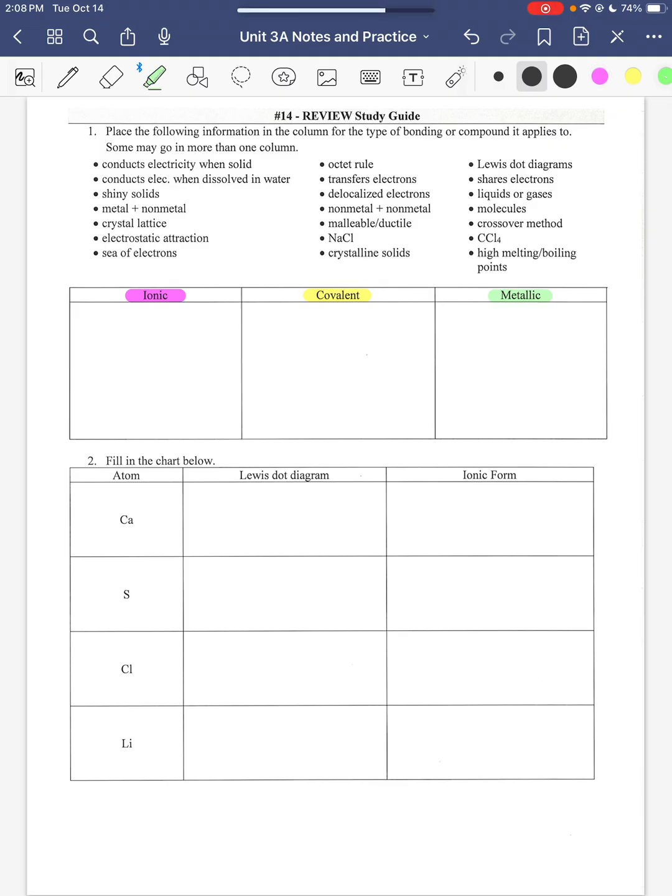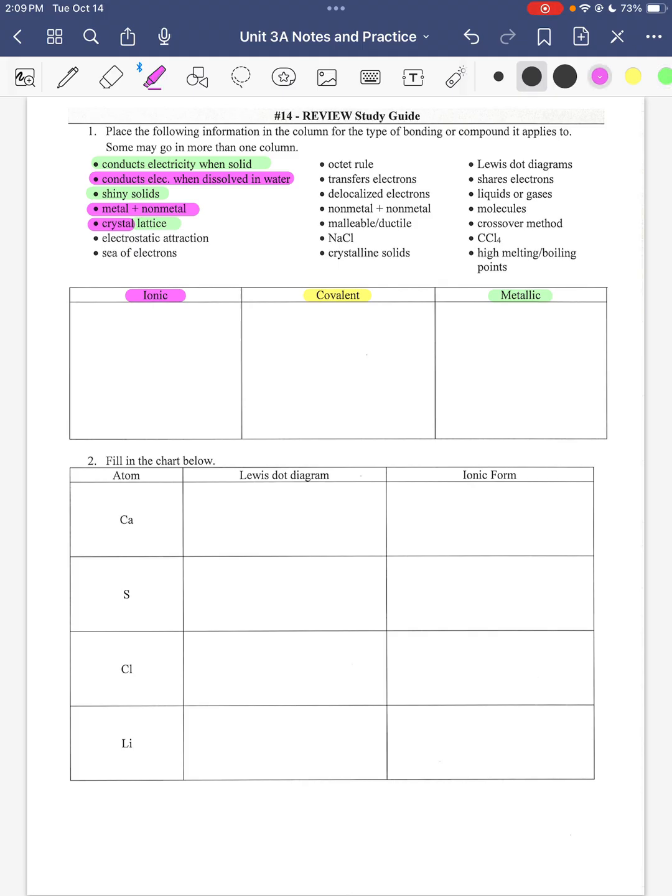So first, those that conduct electricity as a solid are going to be metallic. Those that conduct electricity when dissolved in water are ionic. Shiny solids are metallic. Metals are lustrous. Metals and nonmetals form ionic solids. Crystal lattice could be describing both an ionic or a metallic structure. It's probably more likely to be talking about ionic, but could be both.